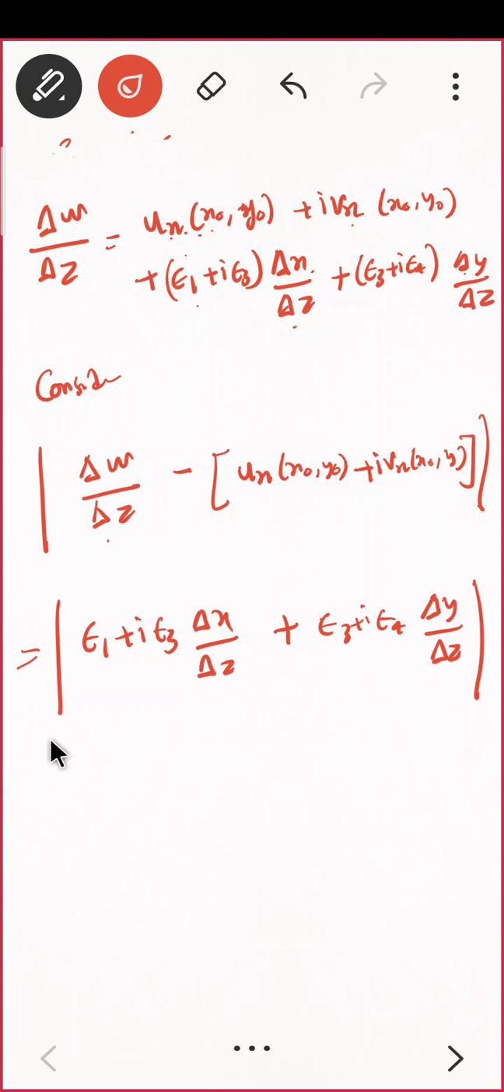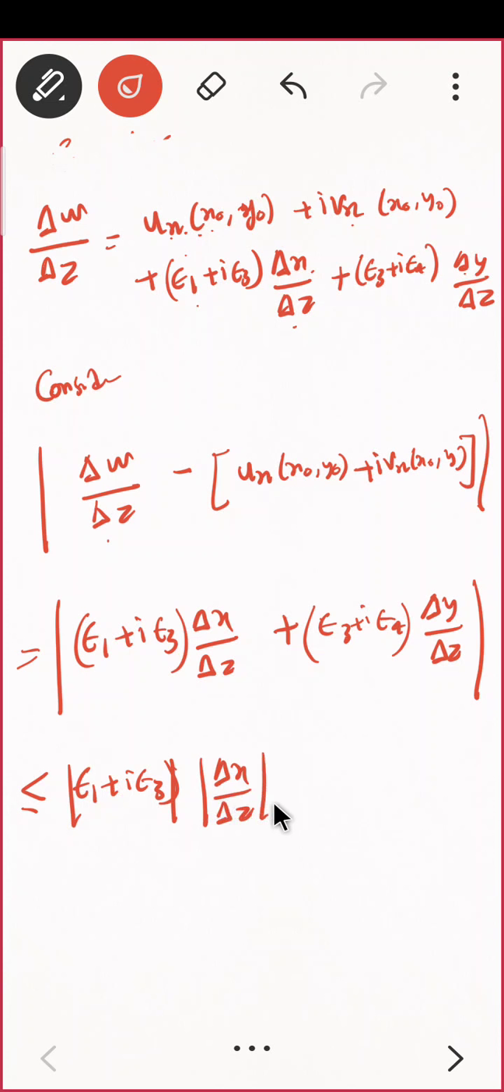So how will you do that? By using triangle inequality. If you use the triangle inequality, this is less than or equal to... did I miss a bracket here? Yeah, sorry, there is a bracket here. So if you use triangle inequality, then this will be mod of epsilon 1 plus i epsilon 3 multiplied by delta x by delta z, plus mod of epsilon 3 plus i epsilon 4 times delta y by delta z.